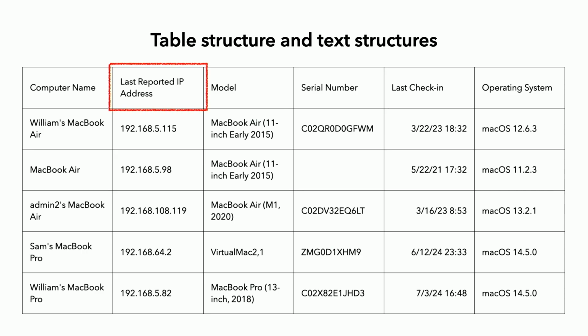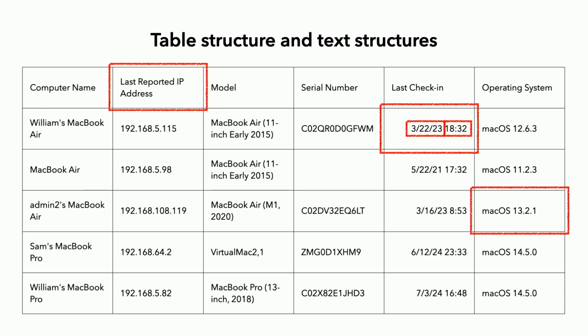An IP address has a structure of 4 numbers separated by 3 periods. These timestamps have a structure of date followed by time. The date itself has a structure of month, day, and year separated by slashes, and the time has a structure of 2 numbers separated by colons. And structure isn't limited to just numbers. The operating system names all begin with Mac OS, and they're followed by version numbers in semantic versioning format.